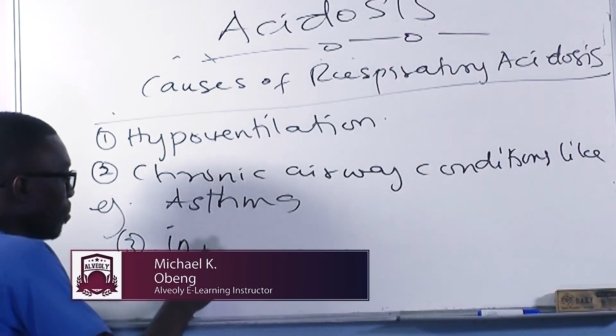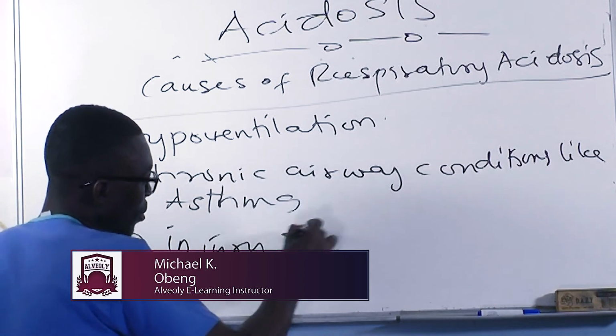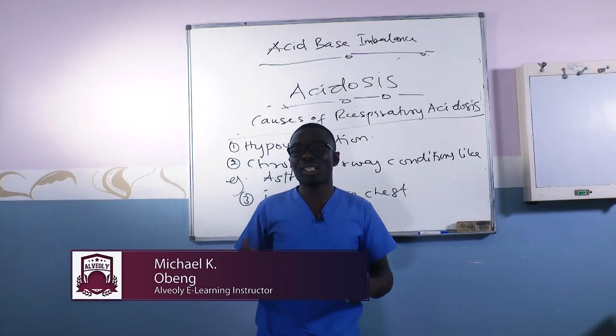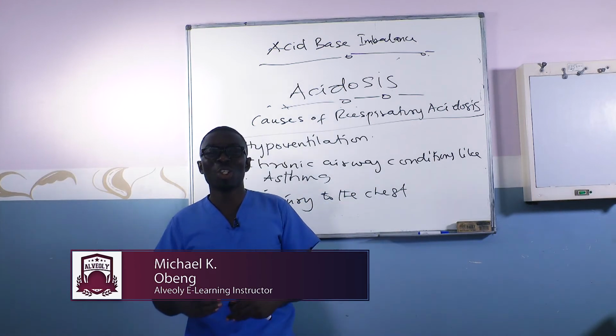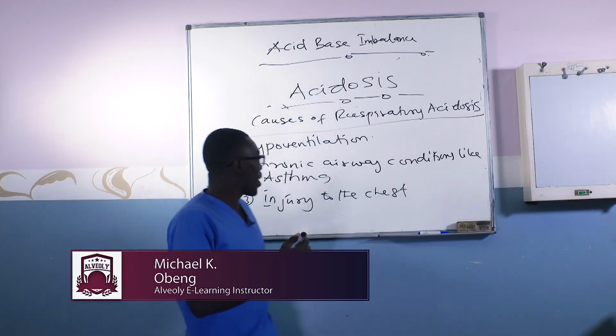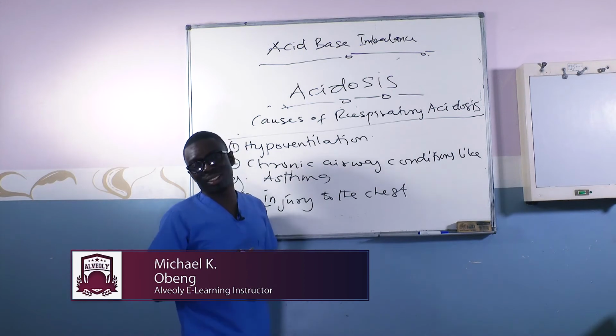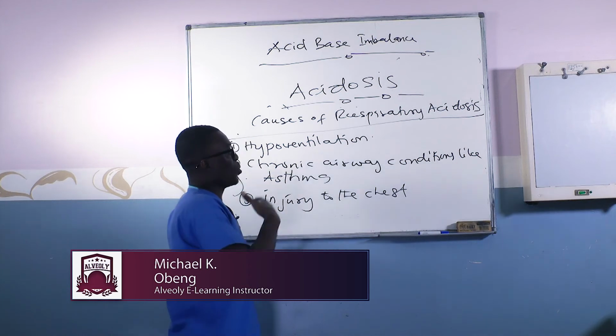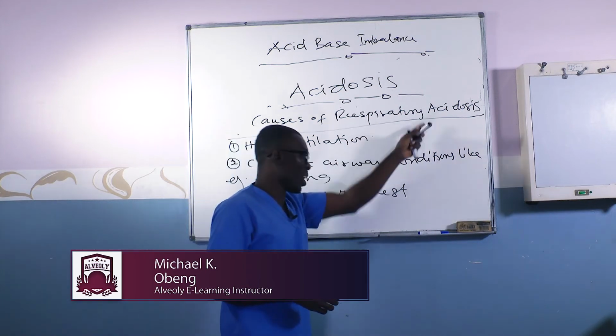You can also have an injury to the chest. When there is an injury to the chest, it might affect your breathing pattern, or it might affect your lungs. Because it is affecting your lungs or your breathing pattern, it will lead to respiratory acidosis.